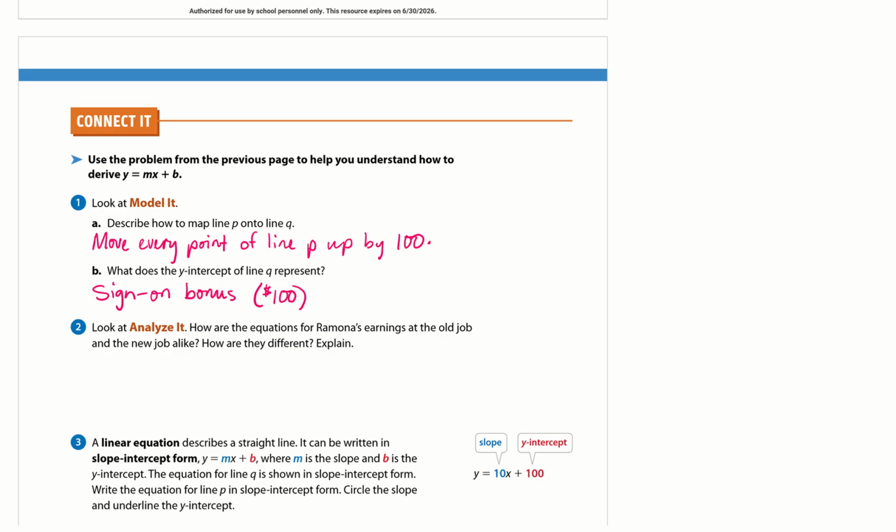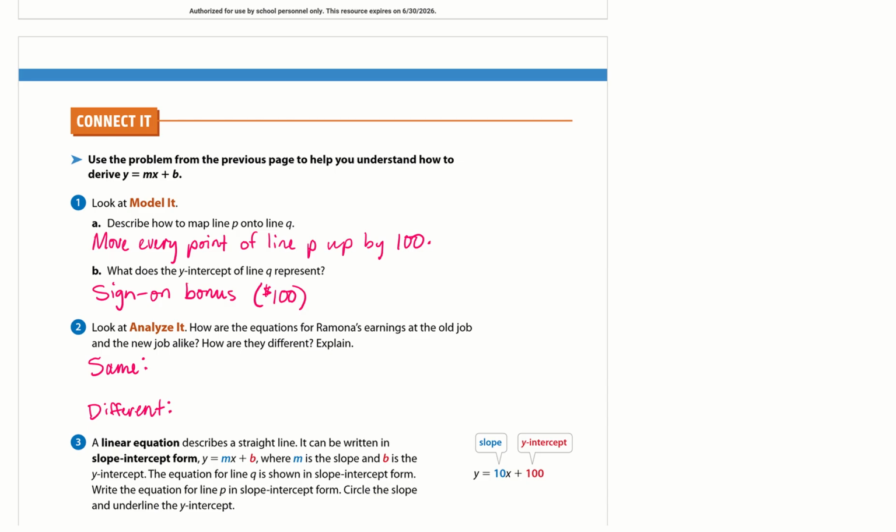Take a couple minutes, pause the video, talk about it with your partner, get something written down for each of those, same and different, and then you can unpause the video. All right, so hopefully I had a chance to do that for number two.